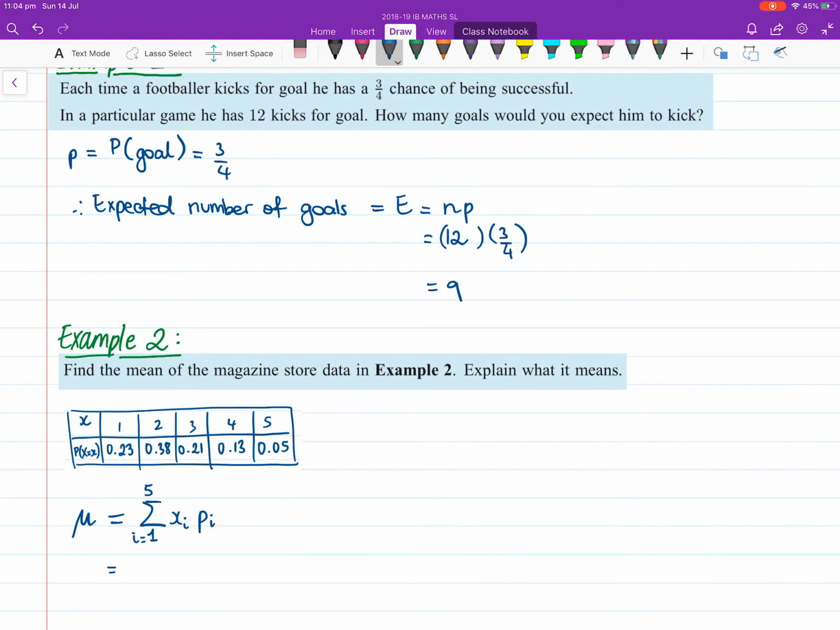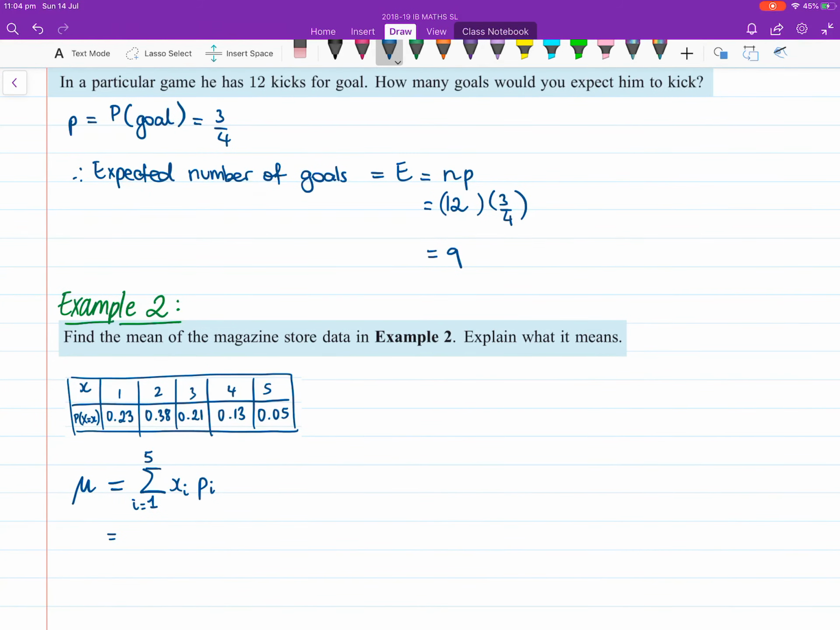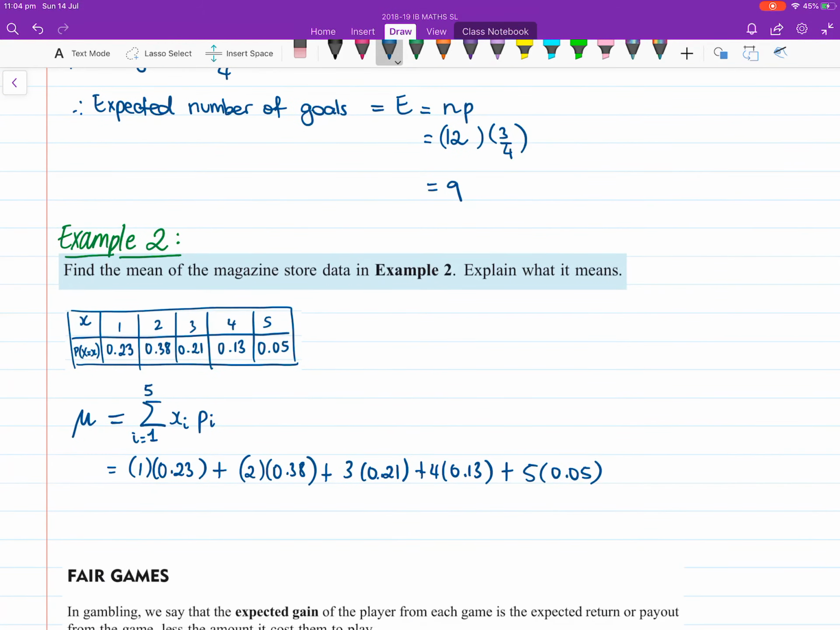whatever that is. And for us, we can see it's going to be 1 times 0.23 for the first one. Plus, remember, sigma means the sum of. Then you got 2 times 0.38 plus 3 times 0.21 plus 4 times 0.13 plus 5 times 0.05, which is equal to, if we do it in the calculator, we should get 2.39.